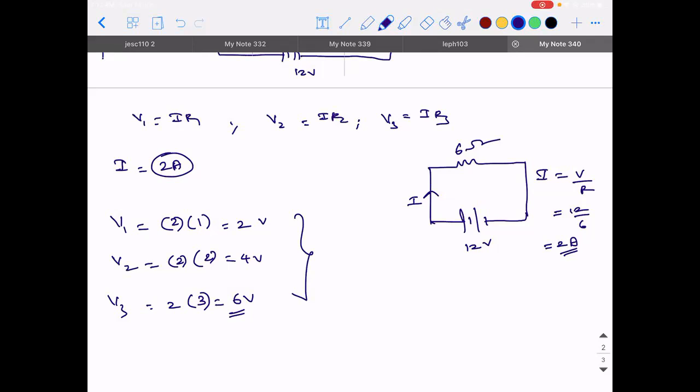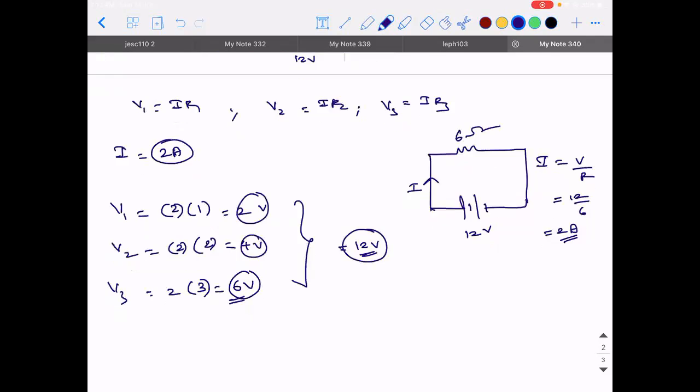It's 2, 4, and 6. So your answer will be right if you add them and get 12. 6 plus 4 plus 2, it is obviously 12 volt. Right.